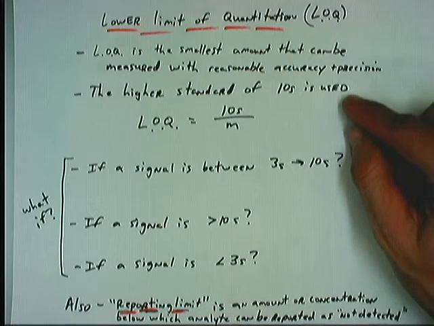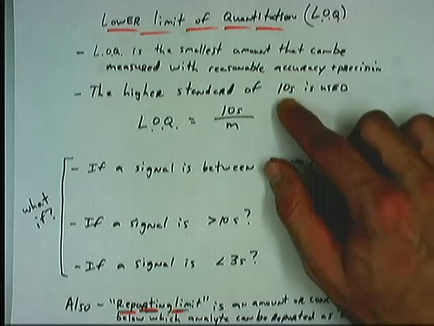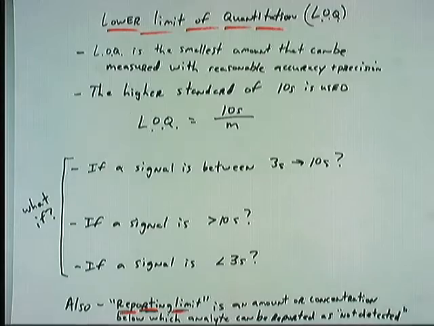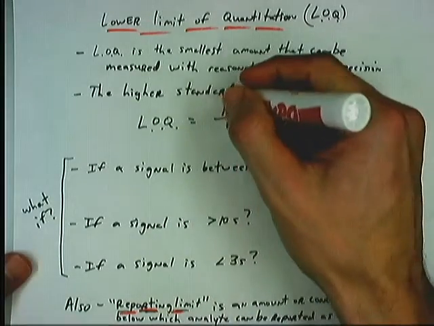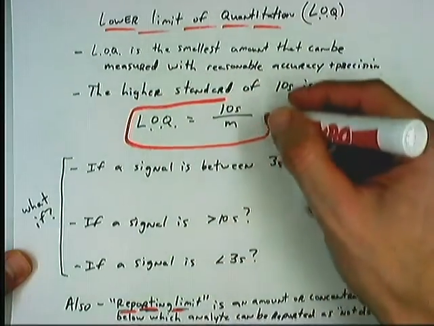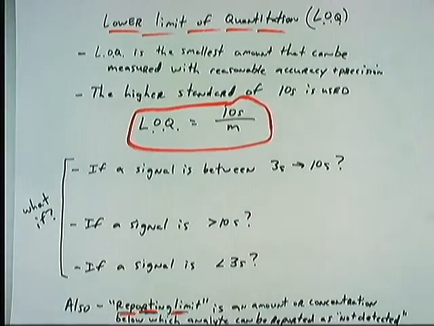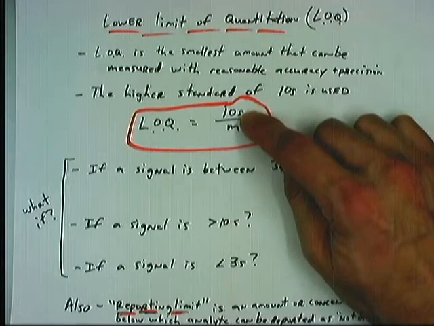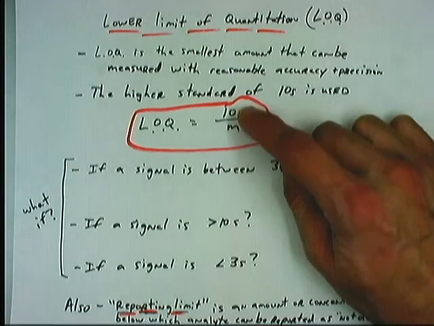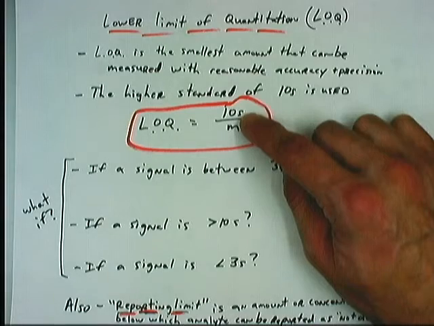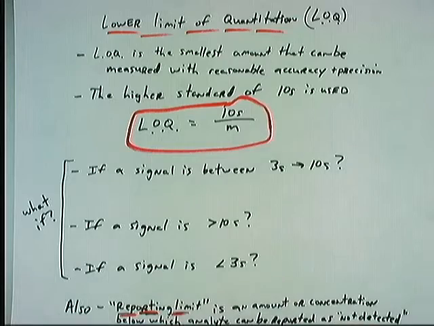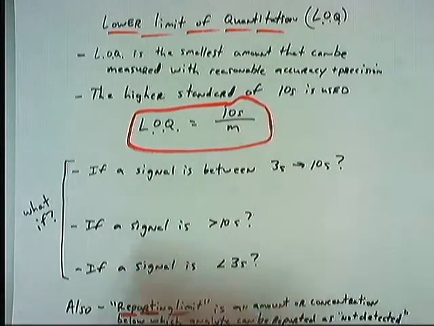Turns out that a higher standard is used for quantitation. We use the standard 10s. So 3s is transformed to 10s here. But the equation that we use is essentially very similar to the one for L.O.D, the detection limit, except now we use 10 times the standard deviation divided by m instead of 3s divided by m. So L.O.D is 3s divided by m, L.O.Q is 10s divided by m. It's a higher standard. S and m are the same as they were before.